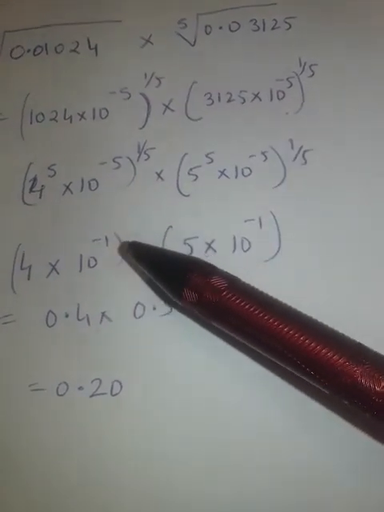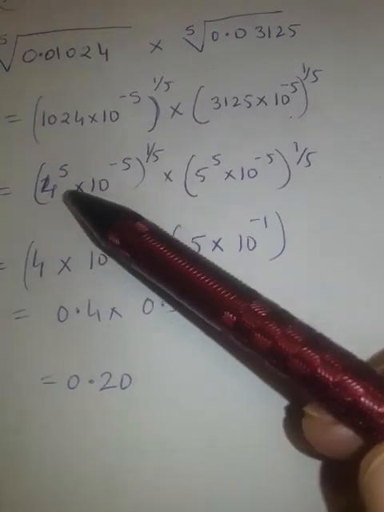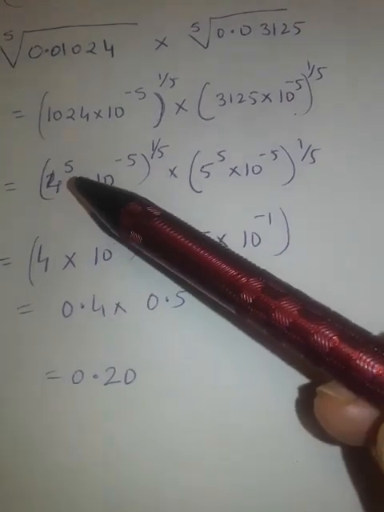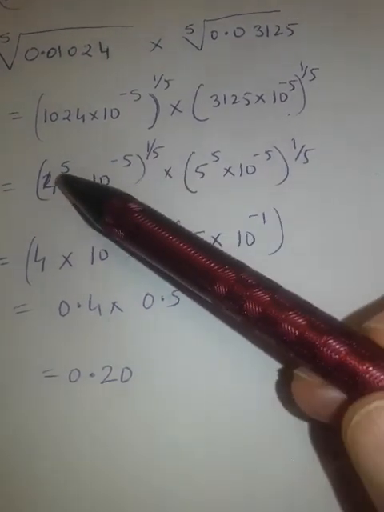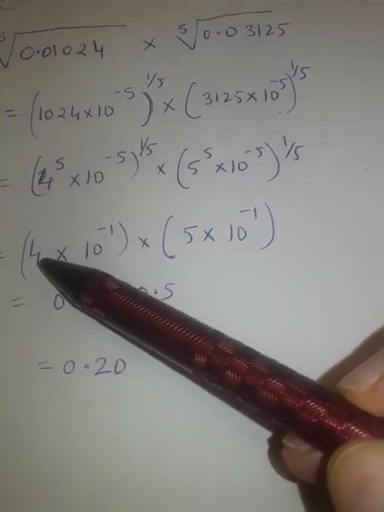Now applying rules of indices, what we need to do? 1 by 5, this power is for this number also and this number also. Just now we saw how we expand. So 4 raised to 5. So 5 into 1 by 5. So product हो जाएगा. So this will be 4 raised to 1, that is 4.